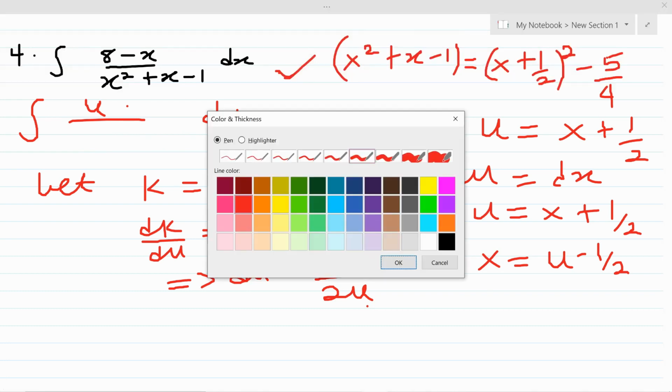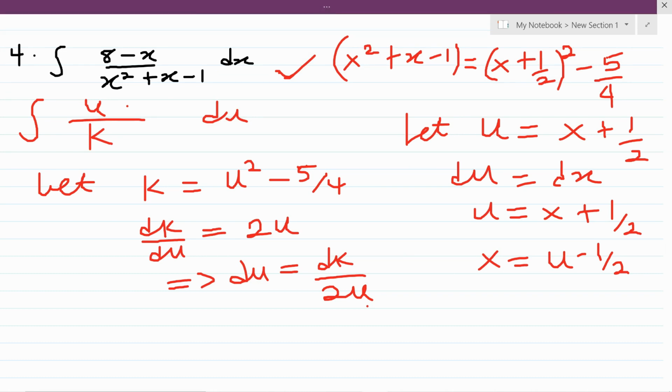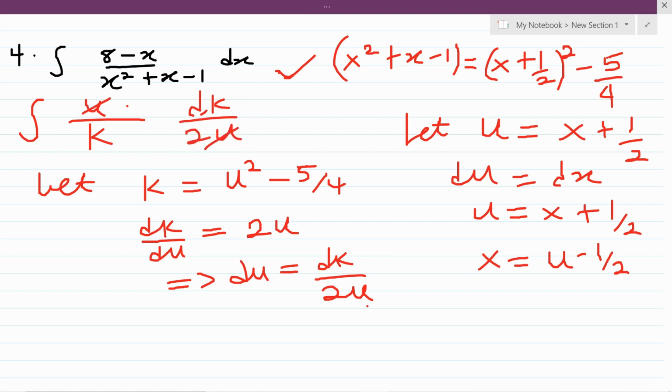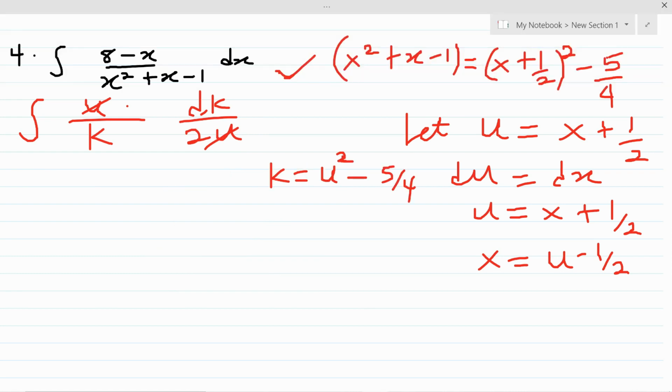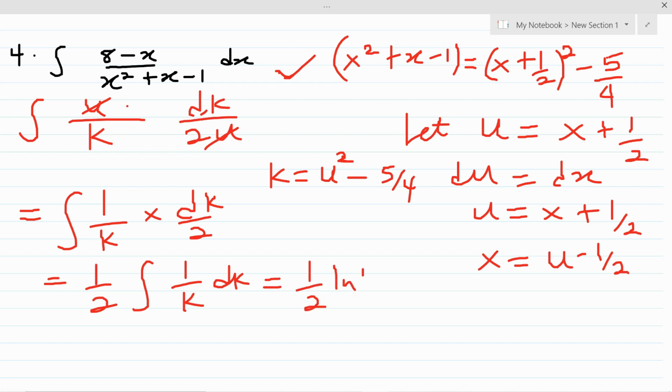So I'm just adding them. You know, we said k is what? The denominator, okay, and du is dk over 2u, so that this u will take this u out. Now we are left with what? If that is the case, then we'll get integral of 1 over k times dk over 2, and dk over 2 is the same as half dk, so this will give you half integral of 1 over k dk, which is equal to half ln of k, okay.